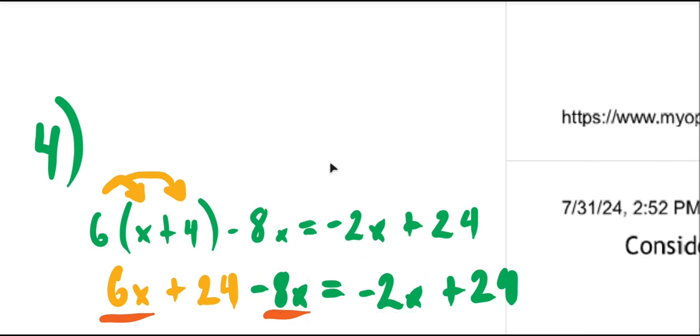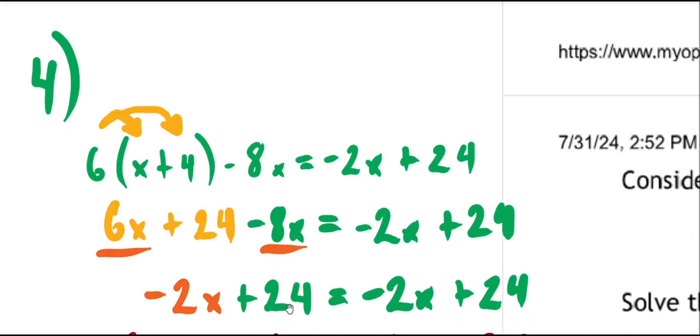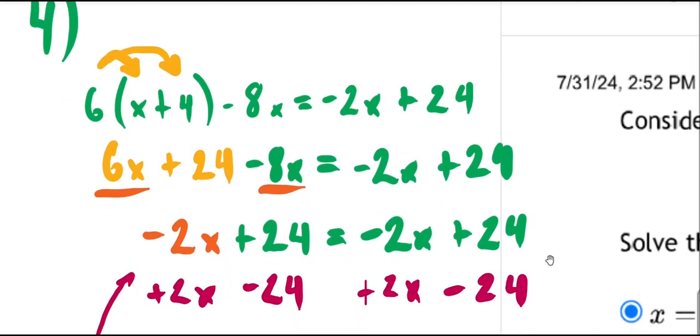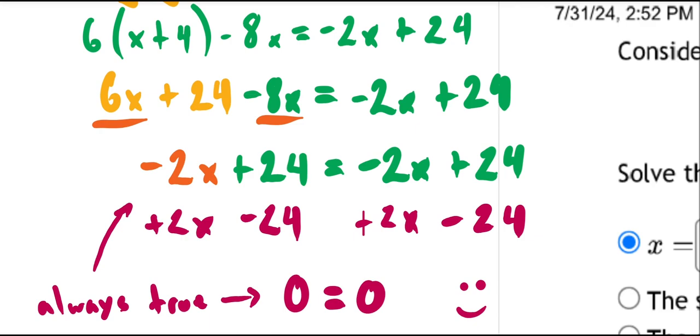This gives me some like terms on the left-hand side that I can combine and get minus 2x plus 24. Now we can solve it. Well, let's take a quick look here. I mean, we should already notice that the left and right-hand side are the same, right? So if we were to do the same thing on both sides, trying to cancel, we would wind up canceling everything and winding up with 0 equals 0.